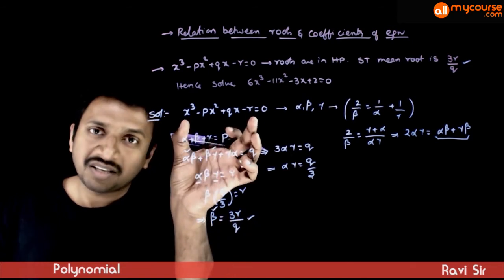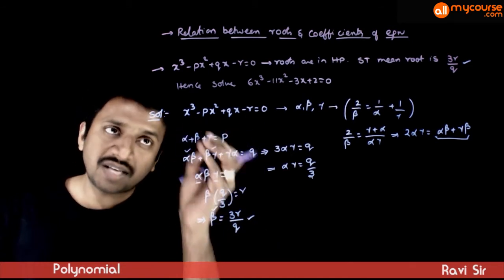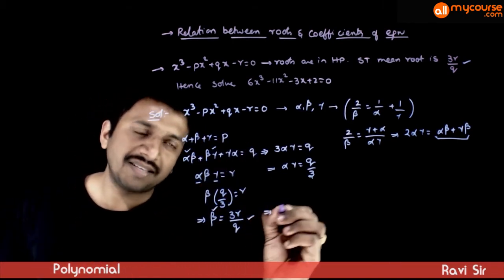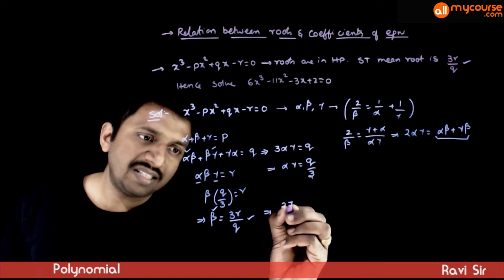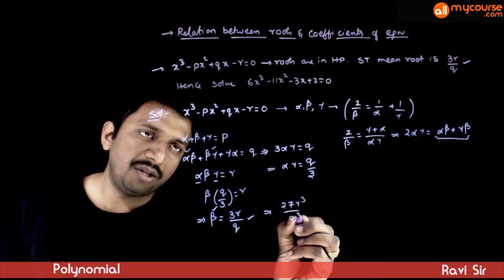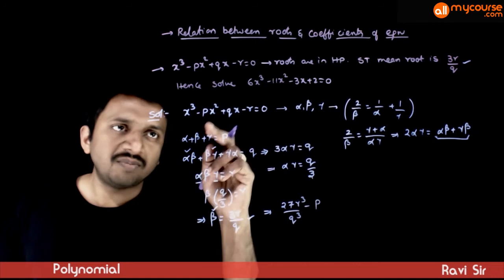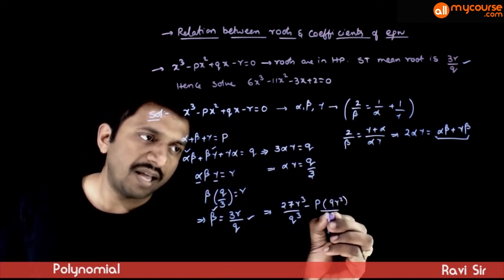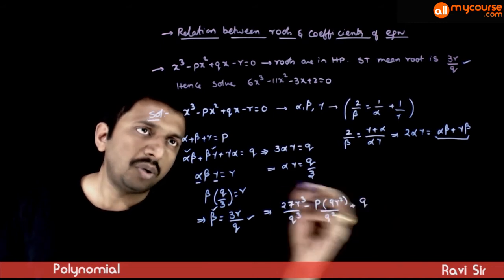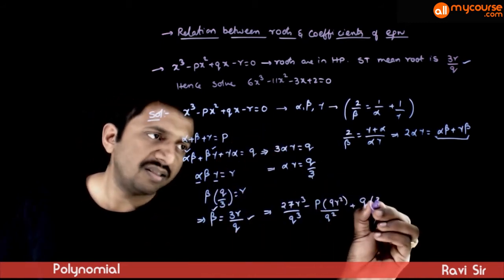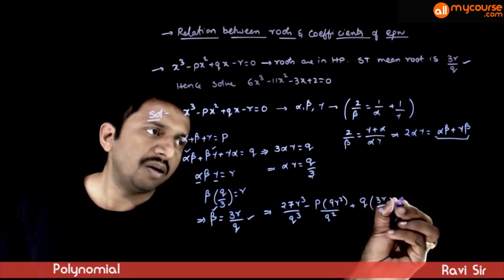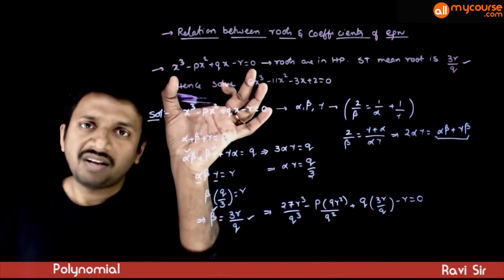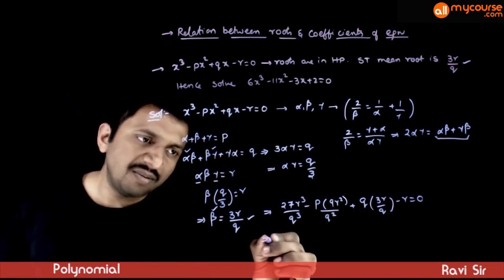Now, this 3R by Q is a solution to this equation. 3R by Q is a root to this equation, hence it has to satisfy this equation. So let us find a condition. This implies x cube, 27R cube by Q cube, minus P times x square, 9R square by Q square, plus Q times x, 3R by Q, minus R is equal to 0. So this is the condition which relates P, Q and R.